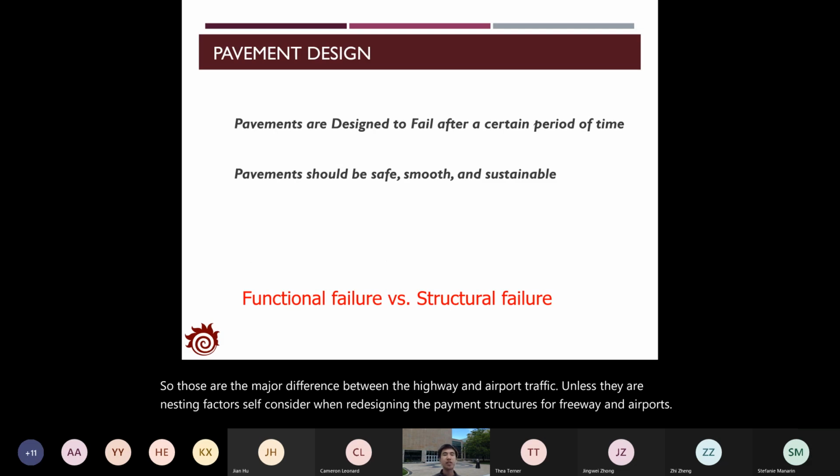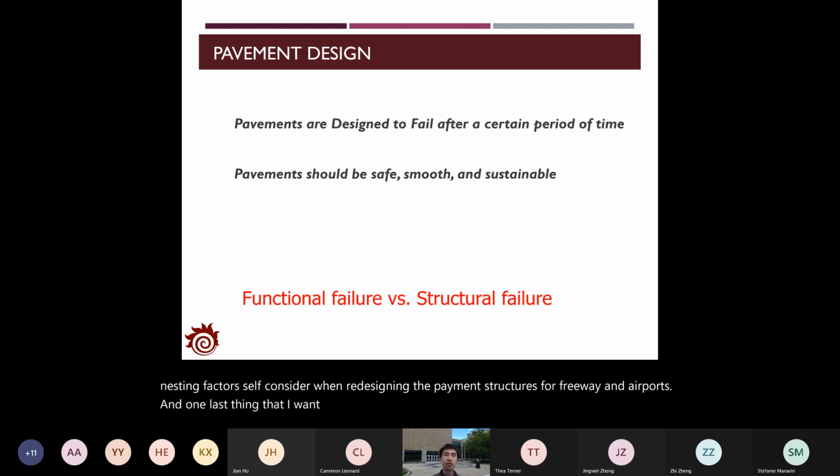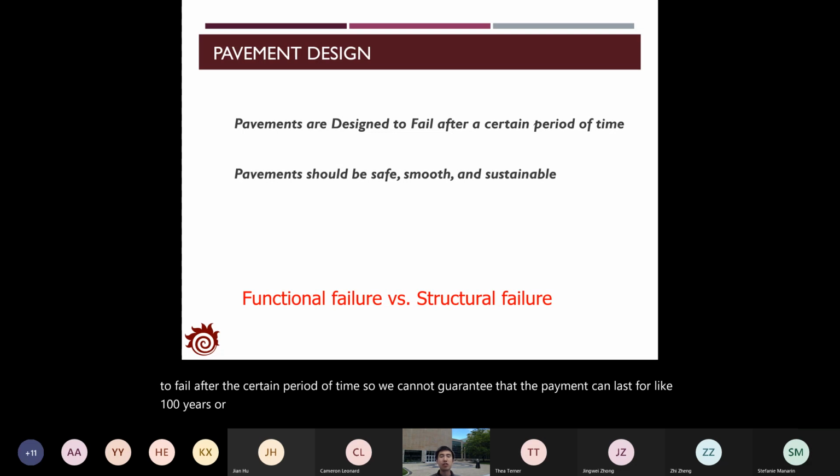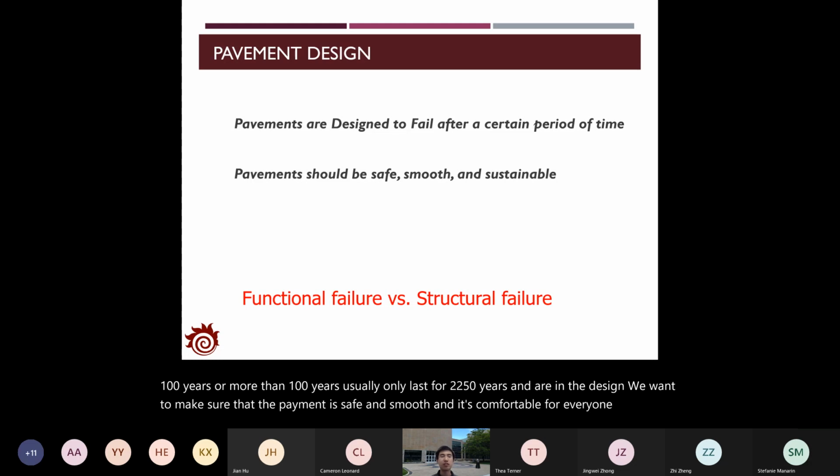And one last thing that I want to introduce to you is the design life, or we should say the design period. Actually, all pavements are designed to fail after a certain period of time. So we cannot guarantee that the pavement can last 100 years or more. Usually it only lasts 20 to 50 years. And in the design, we want to make sure that the pavement is safe, smooth, and comfortable for everyone to use during the design life.